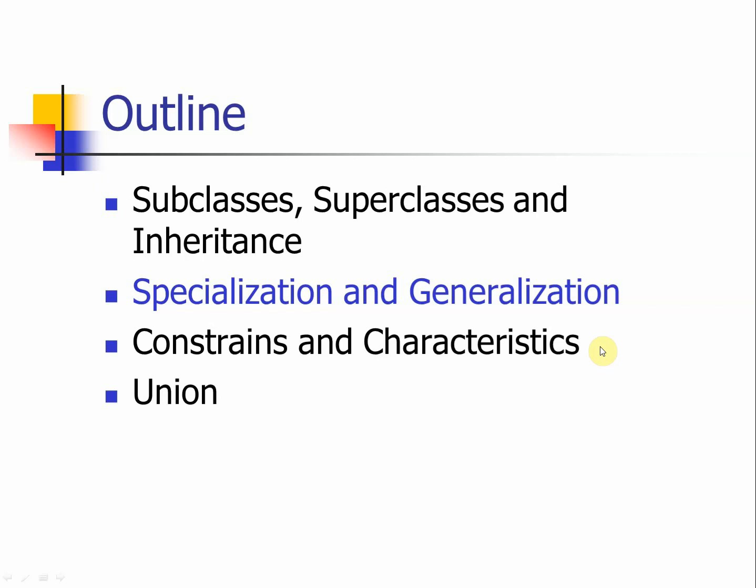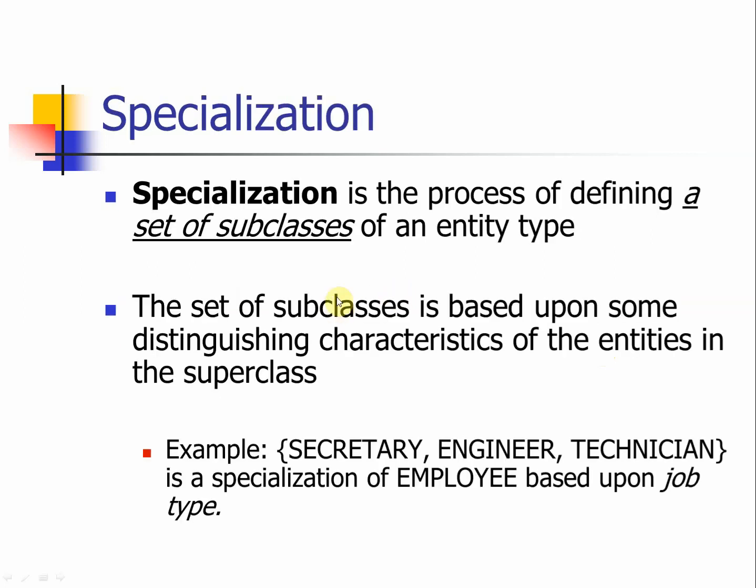You may wonder, where do these superclasses and subclasses come from? Or how can you create a superclass or subclasses? This comes to our next bullet item, specialization and generalization. For the first one, specialization, basically I can tell you this is a top-down approach based on something that you already have, and then you try to create subclasses based on that one.